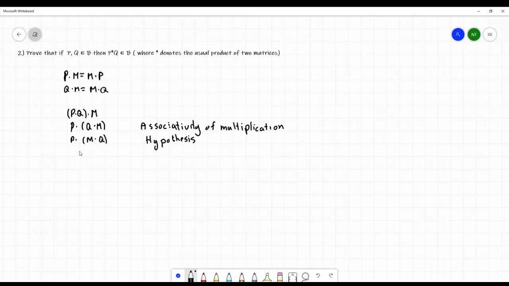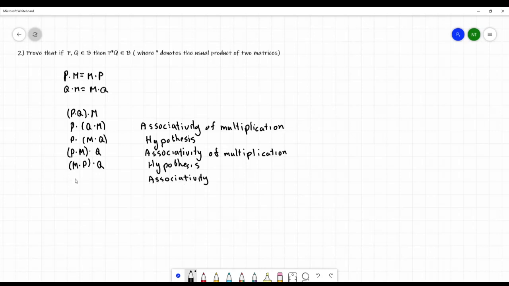Then by associativity again, we could rewrite this as (P times M) times Q. Then by hypothesis again, we could write P times M as M times P, giving M times P times Q. And then by associativity, we could rewrite this.